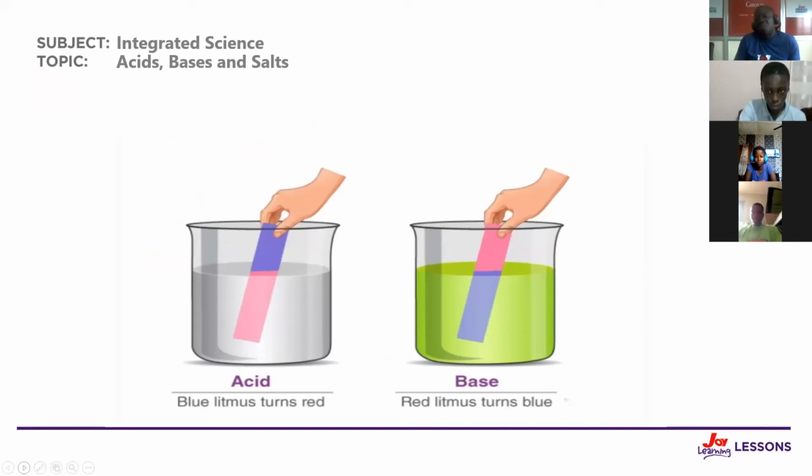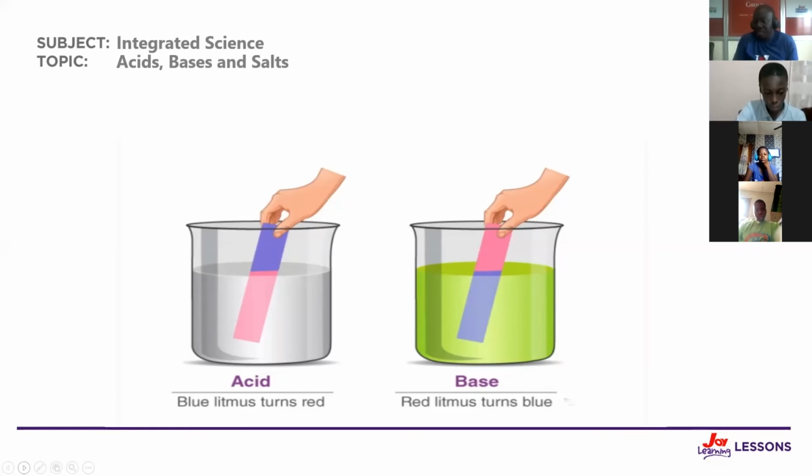Let us look at our favorite litmus test. In this diagram, we have two solutions contained in two different beakers. We have an acid, and then we also have a base. Now, on our left-hand side on the screen, a litmus paper, which is blue in color, has been dipped into an acid solution. And you notice that the portion that is in contact with the solution has turned red. And that means that chemical substances which are acidic will always change blue litmus papers to red.